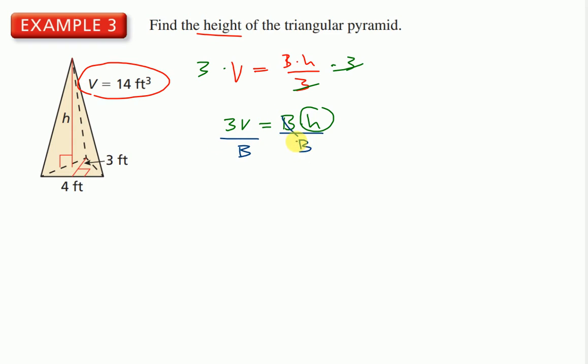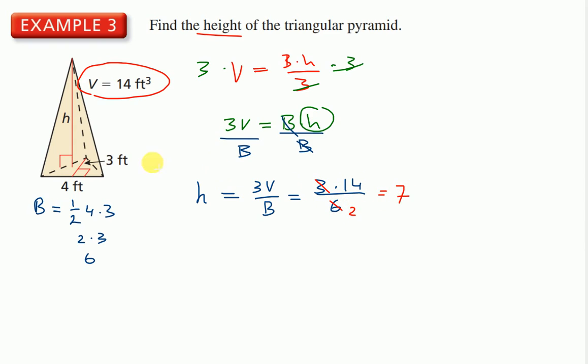Solving literal equations is fun. Now rewrite this: height is equal to 3 times the volume divided by the base. So that's 3 times 14 divided by the base, which is 1/2 times 4 times 3, and that makes 2 times 3, which is 6. We can simplify this: 3 and 6 gives us 2 here. 14 divided by 2 is 7, and that is in feet.